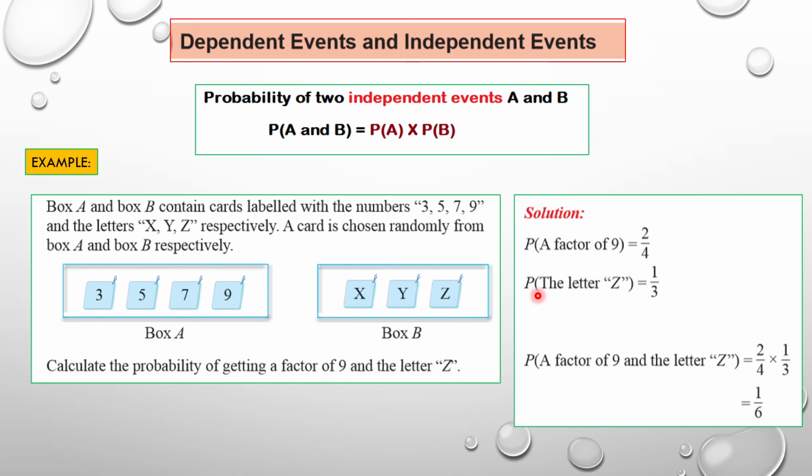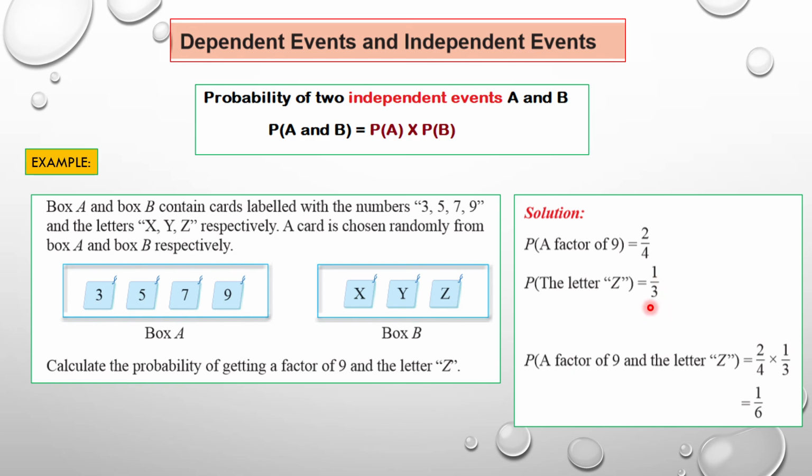And for the second pick, we are going to take the card from box B. So we want to choose letter Z. So here you have only 1 out of 3. So the probability is 1 over 3.